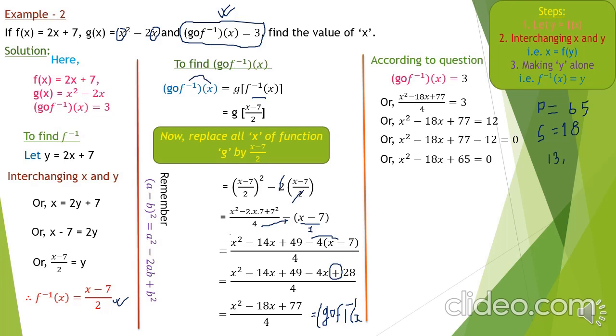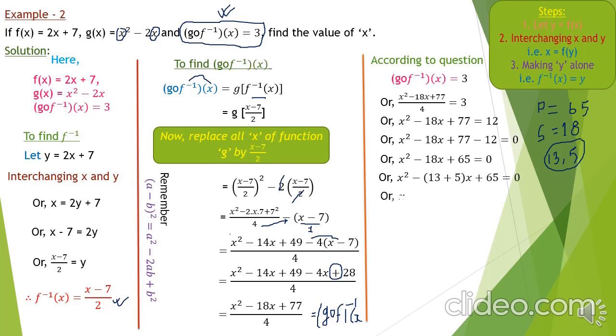13 times 5 is 65. 13 plus 5 is 18. So the two numbers are 13 and 5. x square minus (13 plus 5)x plus 65.